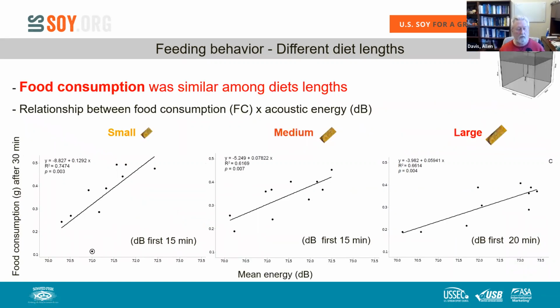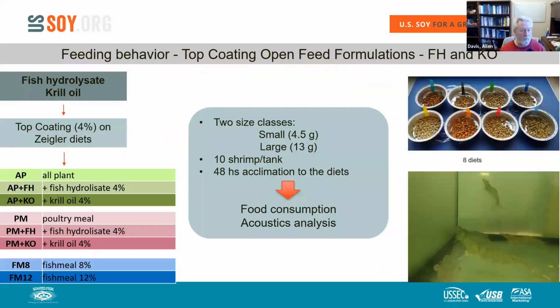So again, this is at 15 minutes. And you can see that the slopes of these curves are much different in terms of correlations. You have a very good correlation of food consumption with energy, first thing to point out, but also that there are different slopes. And so you had a much steeper slope with the small animals because they consumed it much quicker, okay? Or the small pellets. Apologize.